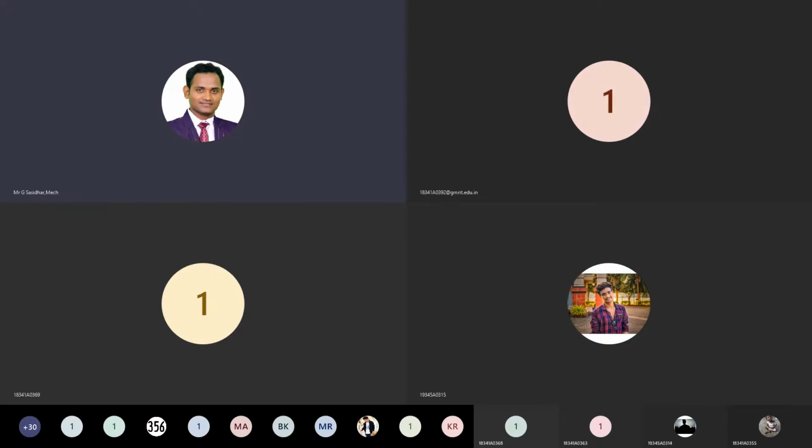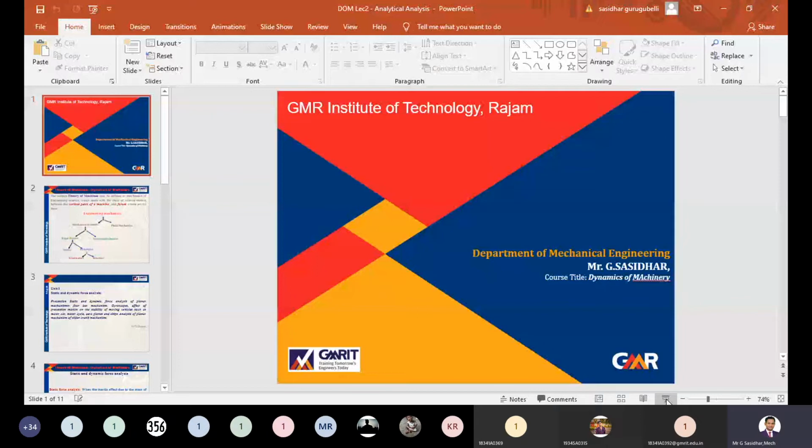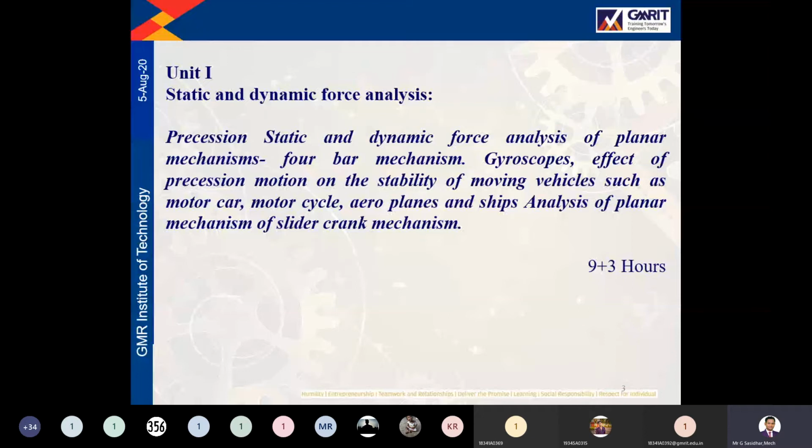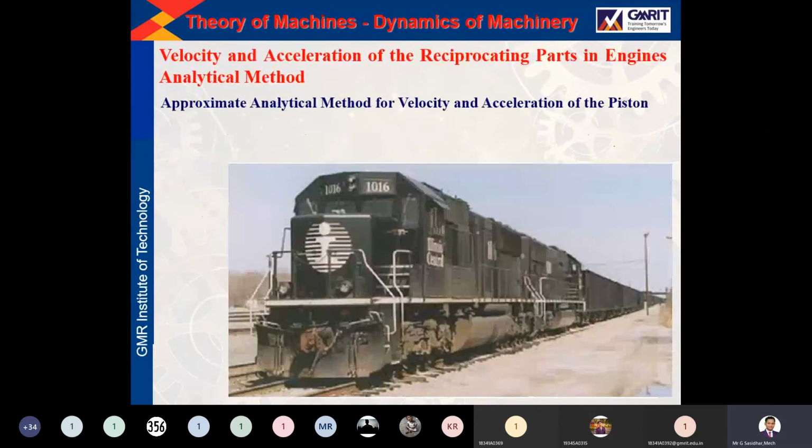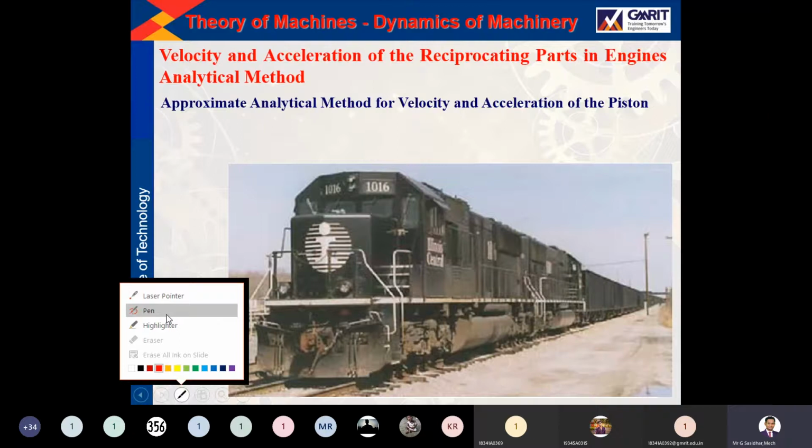So all of you look at the slides and listen carefully. Again, the same concepts: static and dynamic force analysis of different planar mechanisms. Now we will learn velocity and acceleration analysis by using the analytical method. I want to learn this one analytically, manually.